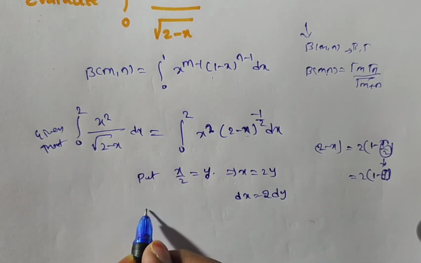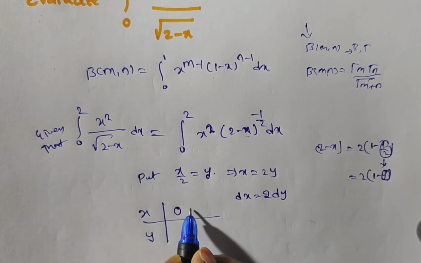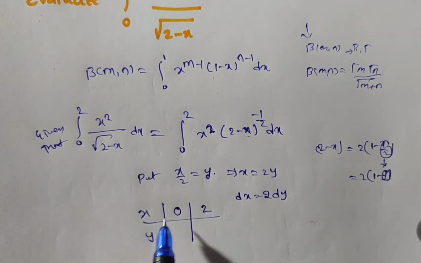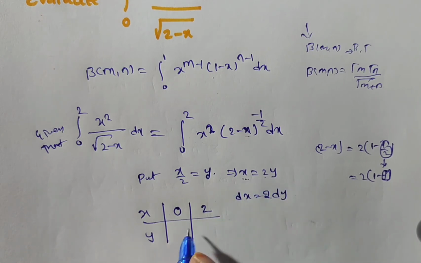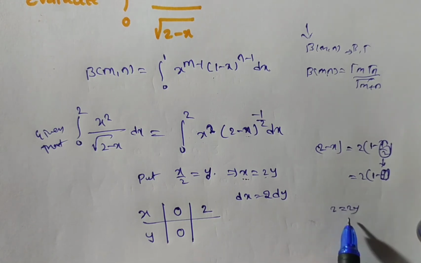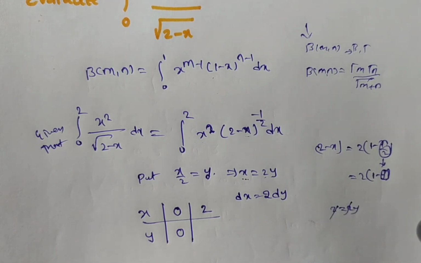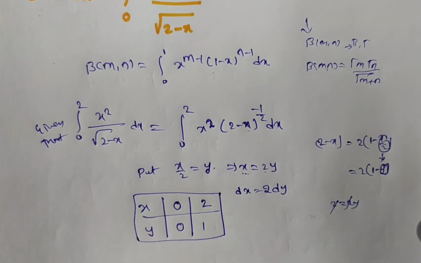Now the limits, x limit and y limit. For x, the lower limit is 0 and the upper limit is 2. If you put x is equal to 0, then 2y is 0, so y is also 0. Next, if you put x is equal to 2, then 2 is equal to 2y, the 2 gets cancelled, and y is equal to 1. Now you see the limits of x and y are totally changed.